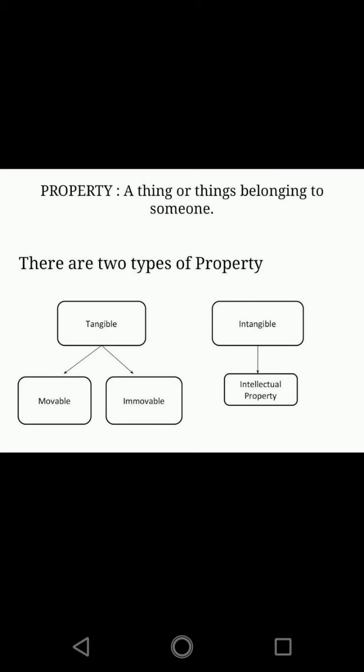Tangible property can be further divided into two types, that's movable and immovable. For example, the house we own or the house under our asset is an example of immovable property, and a car or jewels we own are examples of movable properties.